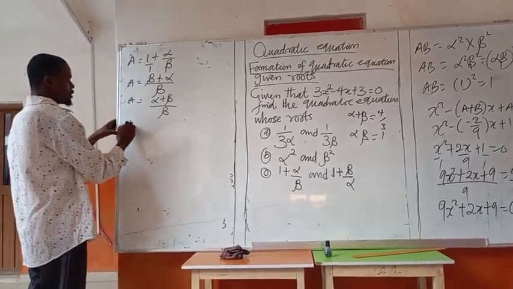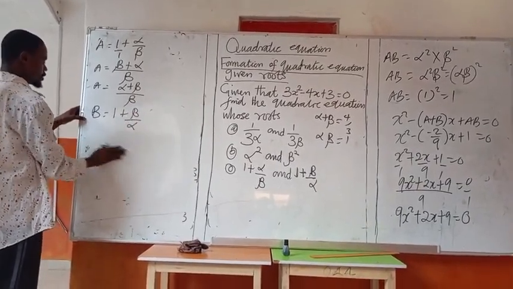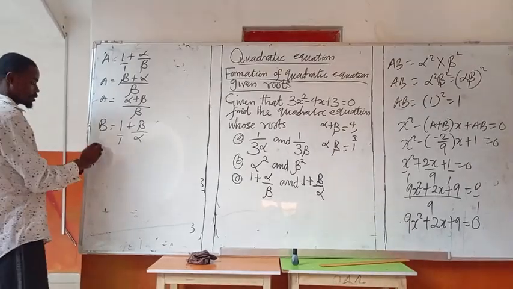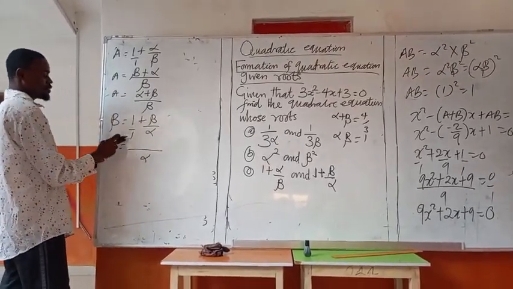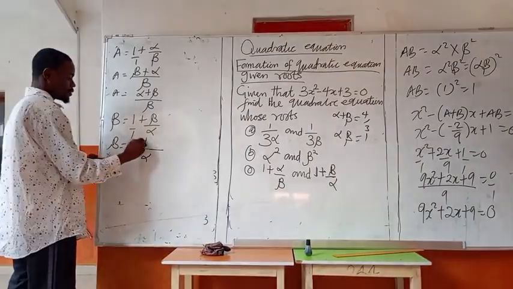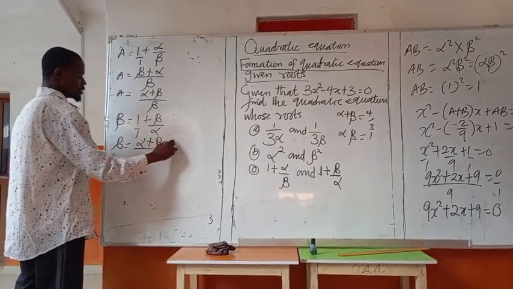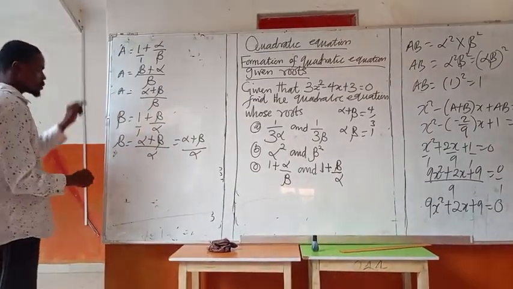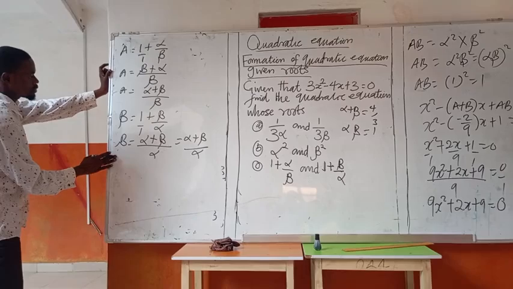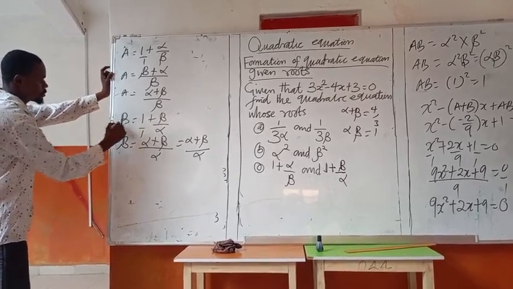Then B is equal to 1 plus beta all over alpha. Make this over 1 again. B is equal to, LCM is alpha. Alpha divided by 1 is alpha, alpha times 1 is alpha, plus alpha divided by alpha is 1, 1 times beta is beta. This is equal to alpha plus beta all over alpha. So, but A plus B. Oh, this is B. Sorry, this is B.